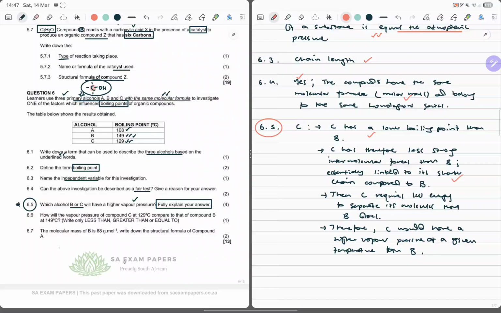You may even put that. Remember, we want to put it fully, but if we said one is shorter, obviously the other one must be longer. Then C requires less energy to separate its molecules compared to B. Remember, the conclusion, guys, has already been made, but it has to come in to close the argument. But we've already gotten a mark for it there by making the choice. Can you see? Easy 4 marks, guys.